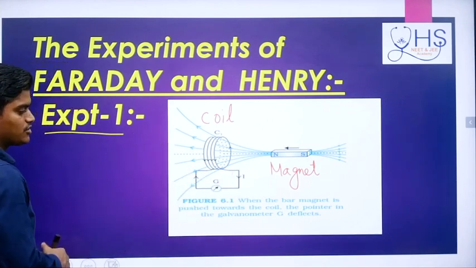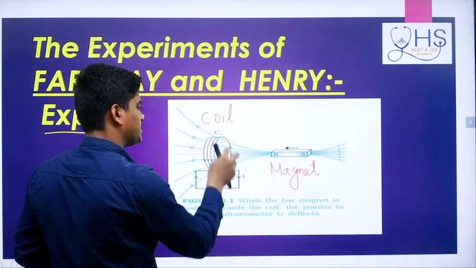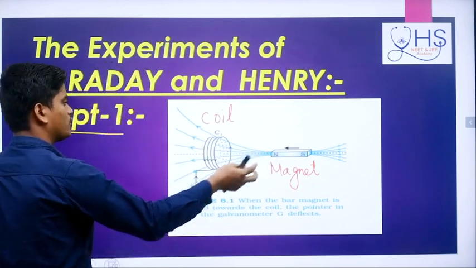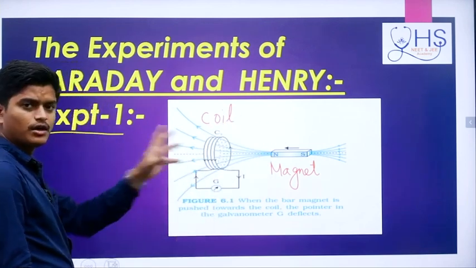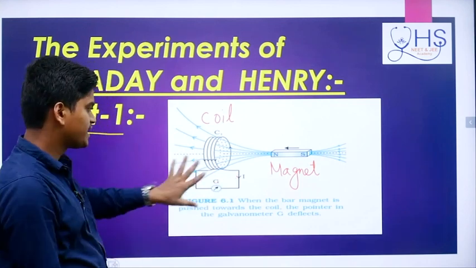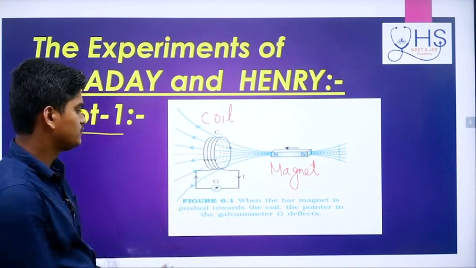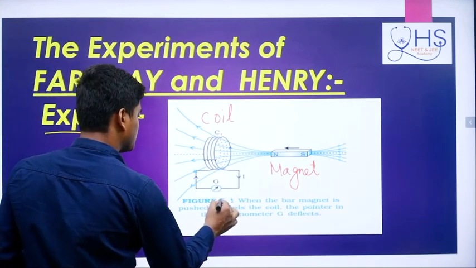So this is the arrangement they saw. In experiment 1, this is the experimental setup. A bar magnet is there, a coil is there. If a bar magnet is brought near the coil, or you take the coil near the bar magnet, then what will happen? Induced current will be produced. So this is the setup, coil, magnet, and you can write here. So this is your figure.